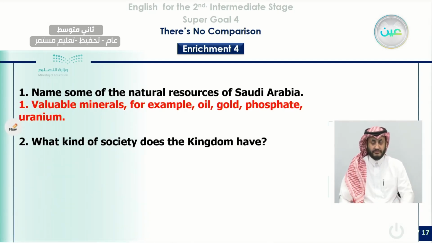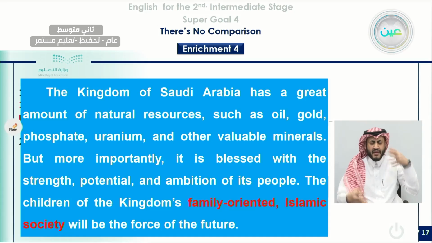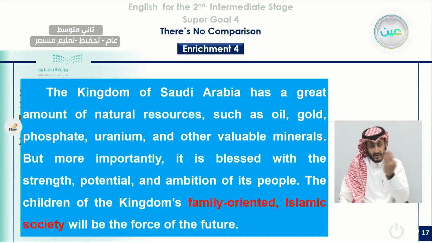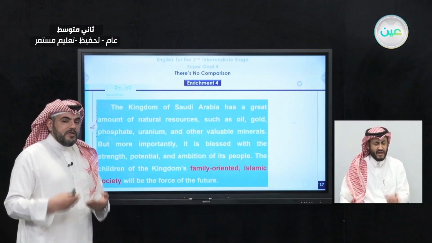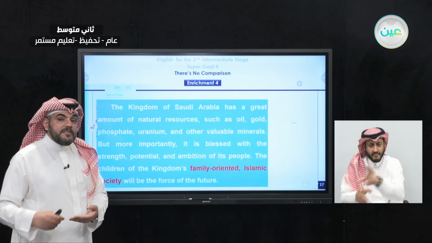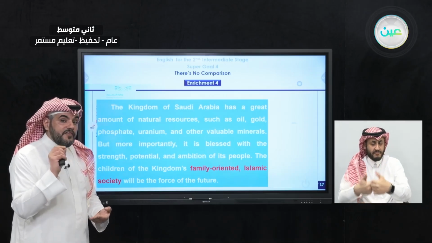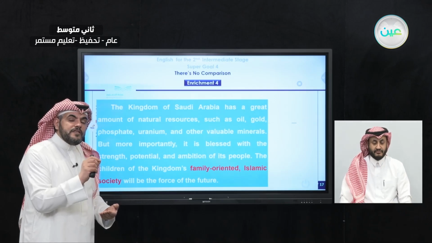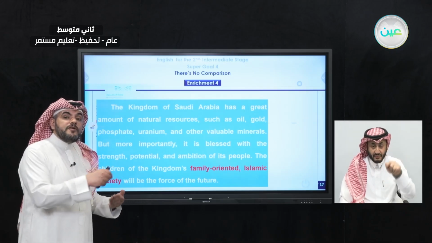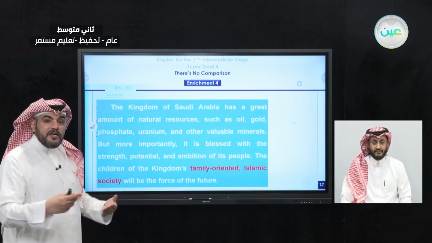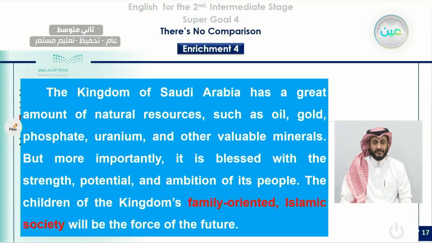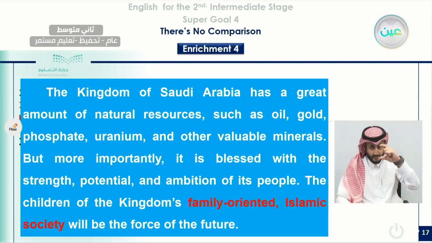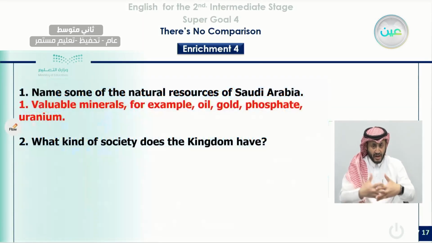What kind of society does the kingdom have? Okay, let's go back to the reading passage. Family-oriented Islamic society. Okay, so you have the word society, and you can use the word society from the question as a keyword. What do you mean by that? You read the question and you look for the word that you think is important in the question, and you go back to the reading passage. When you find the word, you can check for the answer, which should be clear, close to this word. Family-oriented Islamic society. This is the kind of society we have in Saudi Arabia.